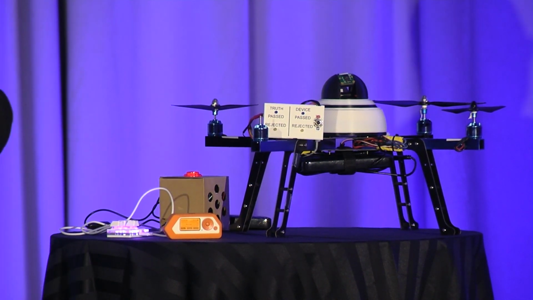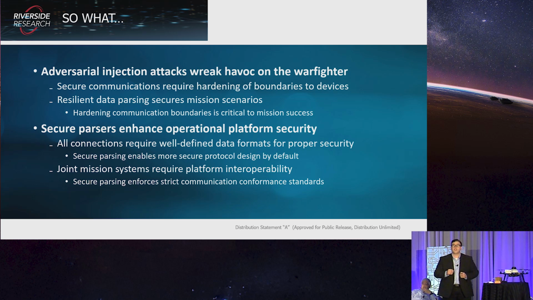And so why does this matter? These adversarial injection attacks are real. We encounter these in contested environments today and will continue to encounter these so long as these protections aren't in place. 80% of vulnerabilities can be classified as memory corruption vulnerabilities and can be protected through the application of these types of secure parsers. And not only are they applicable to drone systems like the one I have on the stage, as Dan mentioned, we're applying these same technologies to naval submersible platforms, and we will continue to apply them across DoD platforms and industry.